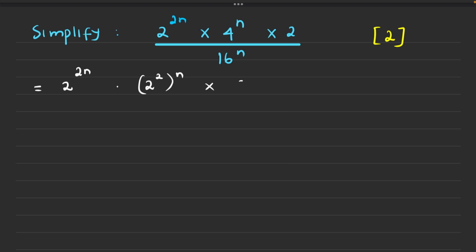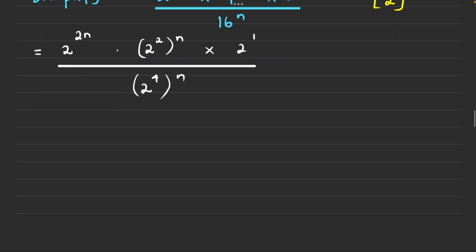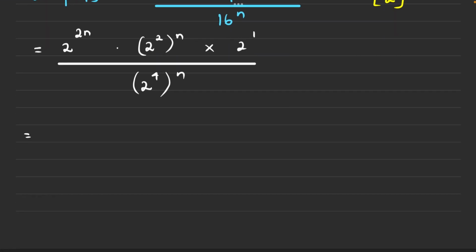Then I times 2 to the power of what? 2 to the power of 1, right? Okay, so divided by 16 is expressed as 2 to the power of 4, all of this, once again, to the power of n. So what I'm going to do now is apply the power rule where I multiply the respective exponents. So it's 2 to the 2n. This one is fine as is.